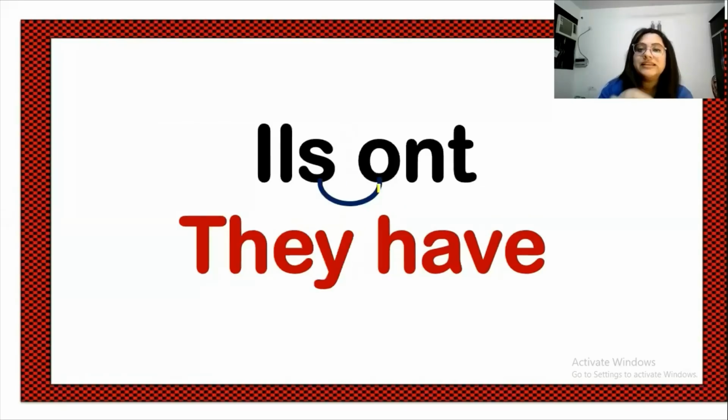Ils ont. Ils ont. The sound between S and O, because we are doing liaison here, is coming as z. Z. Ils ont. In the verb être, it was ils sont, so the S sound was coming. But here in the verb avoir, you will be using the z sound. Ils ont.